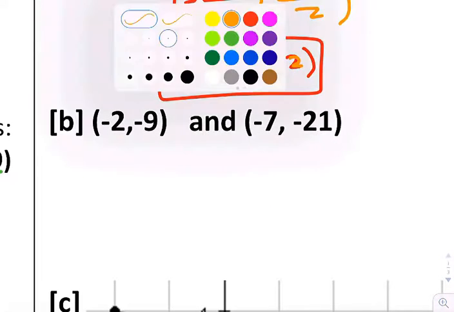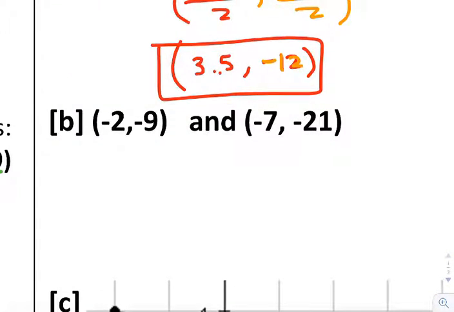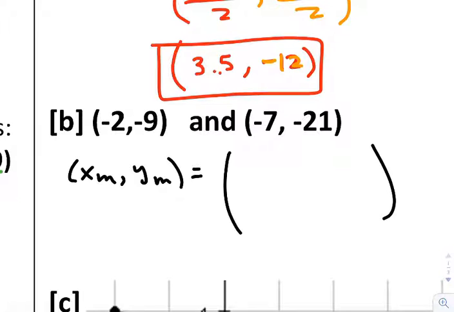So we can just continue this work on the bottom. If we want the x value of the midpoint or the y value of the midpoint, it comes from averaging the x and y values. Average is finding the middle. So let's average negative 2 and 7. So negative 2 minus 7 divided by 2. And then for the y's, we'll have negative 9 minus 21, also divided by 2.